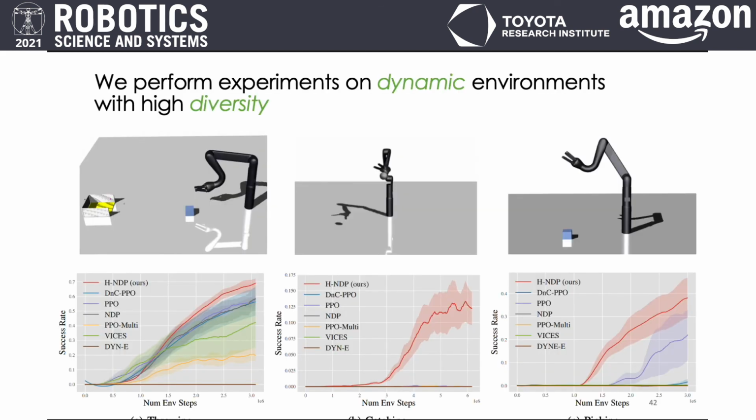We also apply HNDPs with reinforcement learning. We see that HNDPs outperform all prior methods in various dynamic tasks with high degree of stochasticity and diversity.